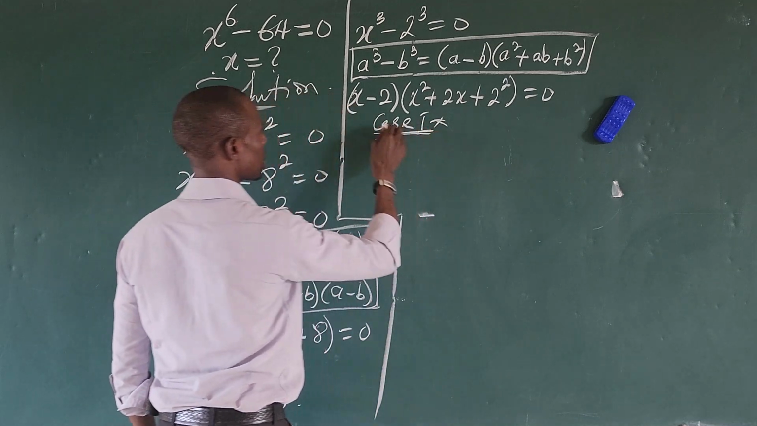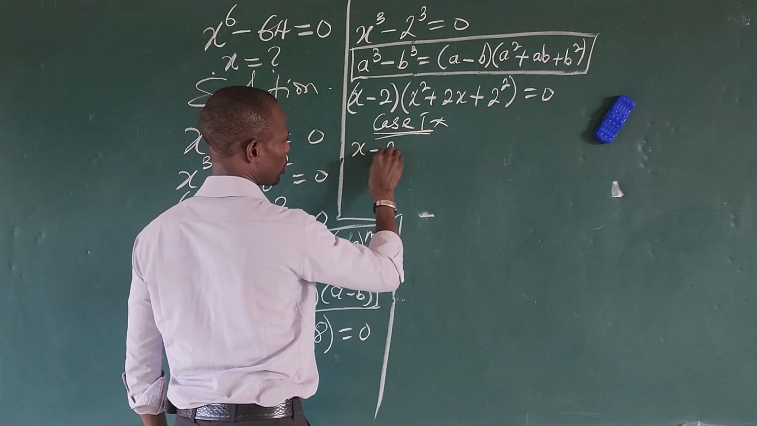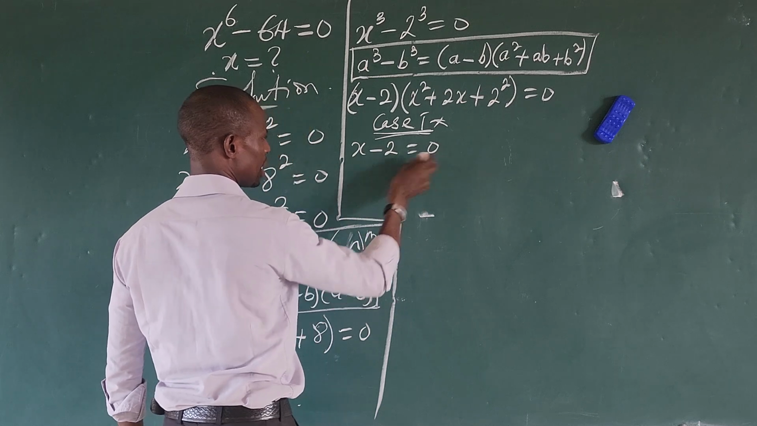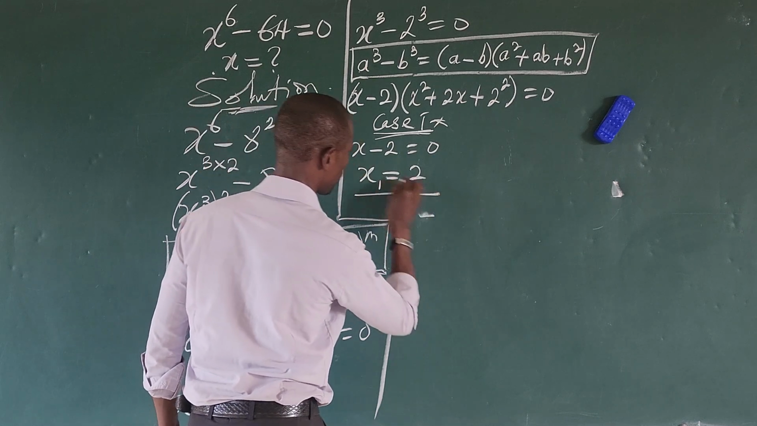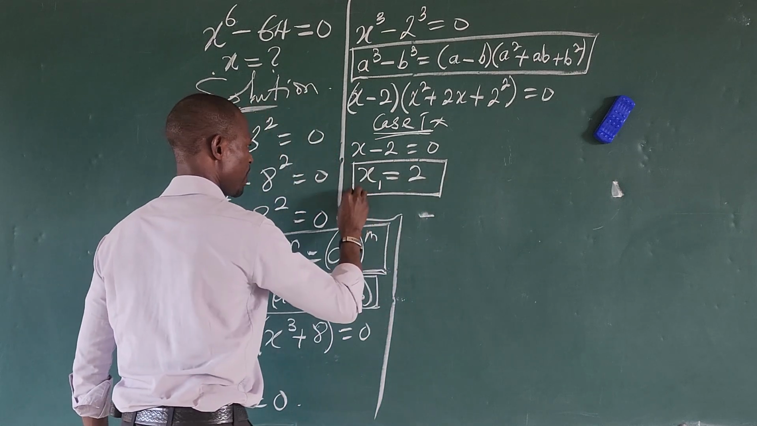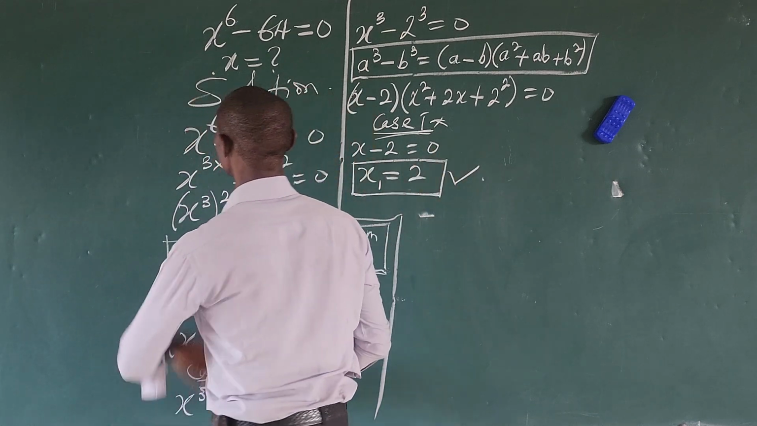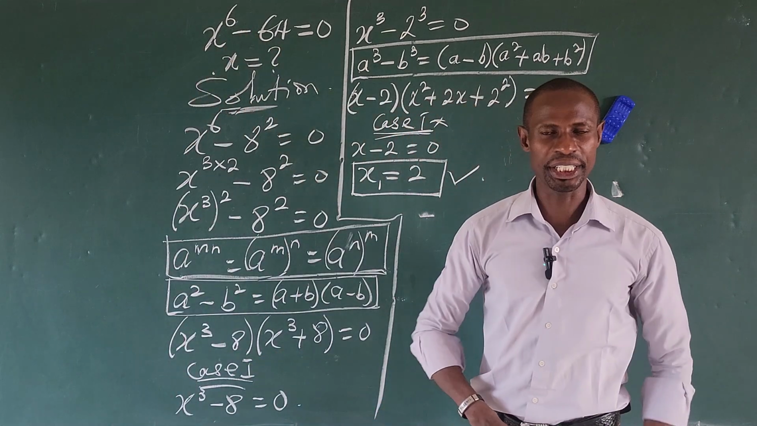So what is case 1 star? We take the first one, which is x minus 2 equal to 0. So sending this to this side, we have here x is equal to 2. So we're taking this as our x1. We've gotten the first root to this exponential challenge.